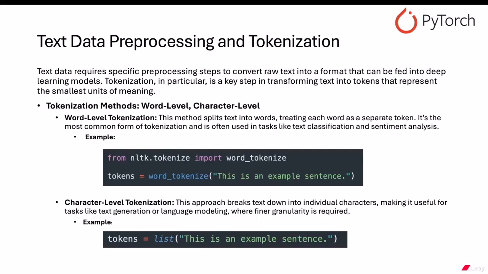Character level tokenization. This approach breaks text down into individual characters, making it useful for tasks like text generation or language modeling where finer granularity is required. Example is I'm creating a tokens variable and calling list and passing it, This is an example sentence.